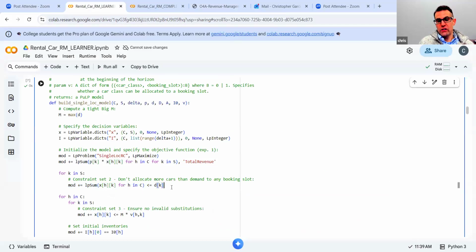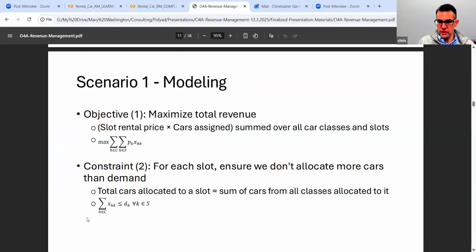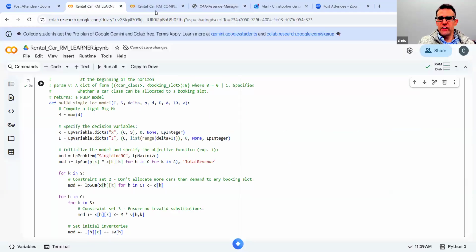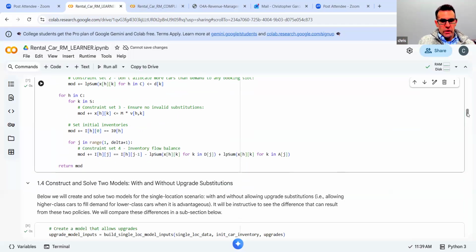Notice how close this is to the algebraic modeling that we did on paper. This looks pretty much verbatim the same thing that we have, just in code. And this is one of the nice things about PuLP. It allows that very terse modeling here.